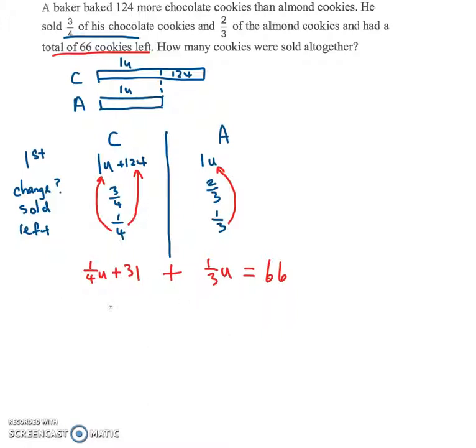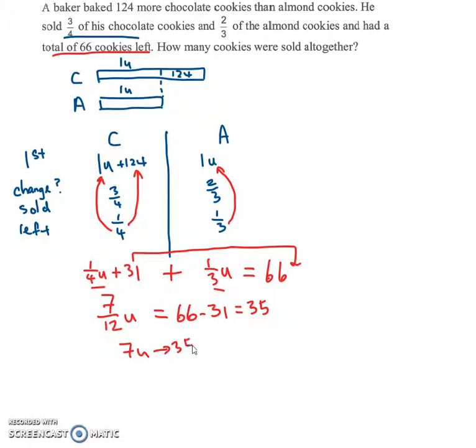So then I have to solve for this. So I need to take 1/4 plus 1/3 u. That is 7/12u equals to, and I need to take my 31 and move it here. Alright, so plus becomes minus. So it becomes 66 minus 31 equals 35. So 7u is 35. And I want number of cookies sold all together, so that is 12u, so 12u equals to 12 divided by 7 times 35 equals 60 cookies.